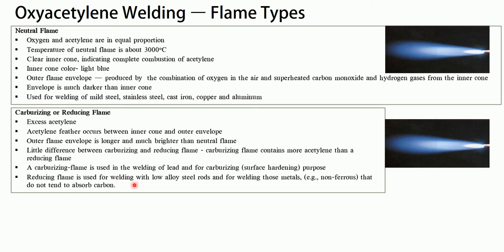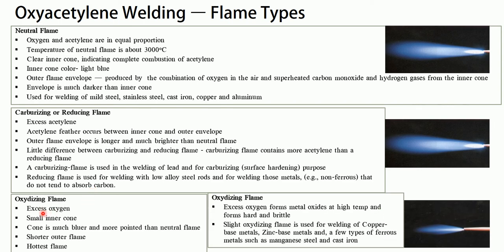Reducing flame is used for welding with low alloy steel rods and for welding those metals that do not tend to absorb carbon. That means non-ferrous metals. If it is a ferrous metal, there will be absorption of carbon on the surface of that ferrous metal, and that iron carbon alloy becomes much harder and brittle. So that's why it is generally used for the non-ferrous metal or non-ferrous alloy joining process.